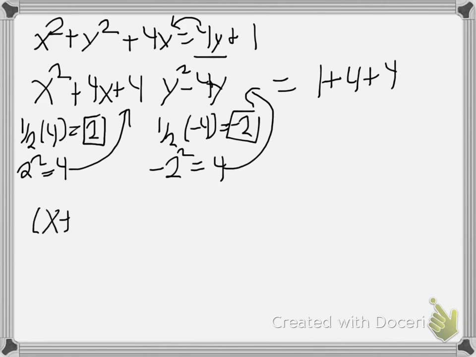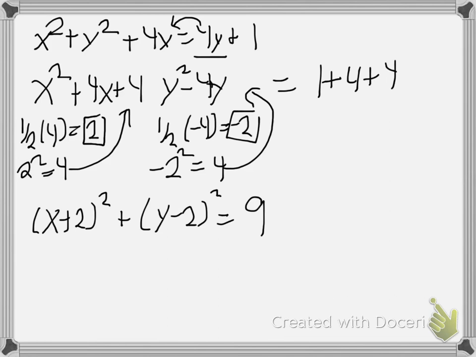X plus 2 squared plus y minus 2 squared equals 9. So what's the center of the circle? Negative 2, positive 2. What's the radius? 3. Okay? Hopefully that makes sense.